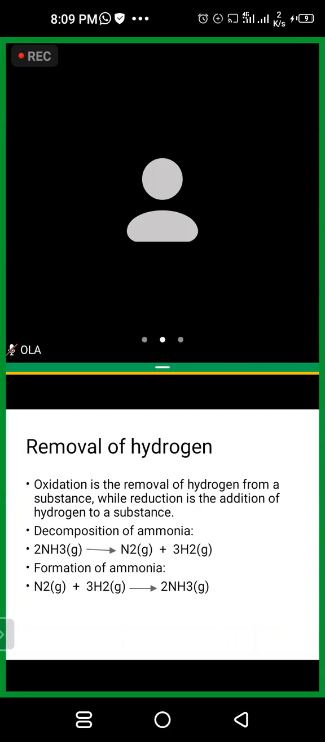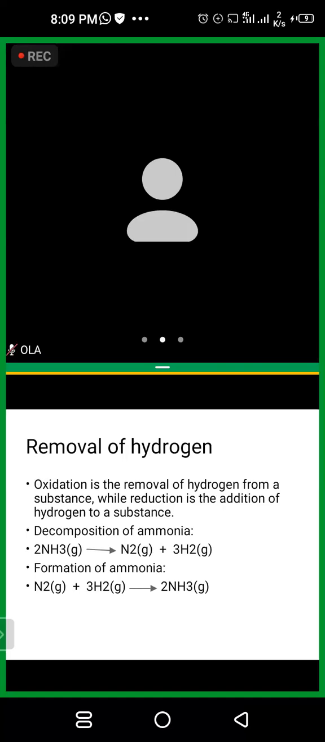An example there is the decomposition of ammonia. Ammonia has 3 atoms of hydrogen bound to nitrogen. In the case whereby ammonia undergoes decomposition, either thermal or catalytic, as the case may be, we now have nitrogen standing on its own and hydrogen standing on its own. When this happens, it means that oxidation has taken place. Why? Hydrogen has been removed from ammonia. So that is oxidation there.